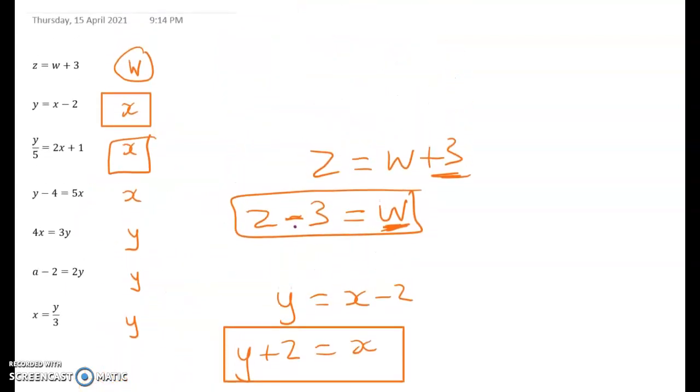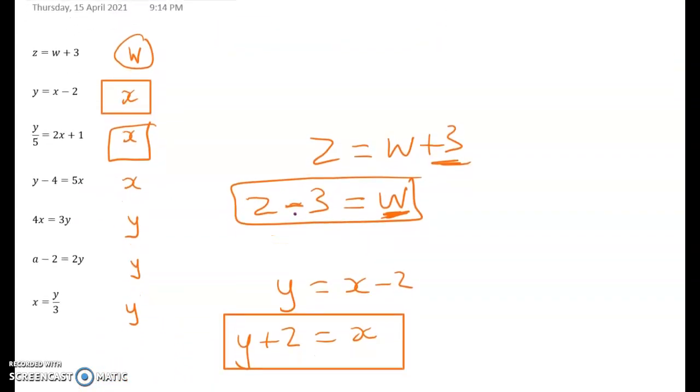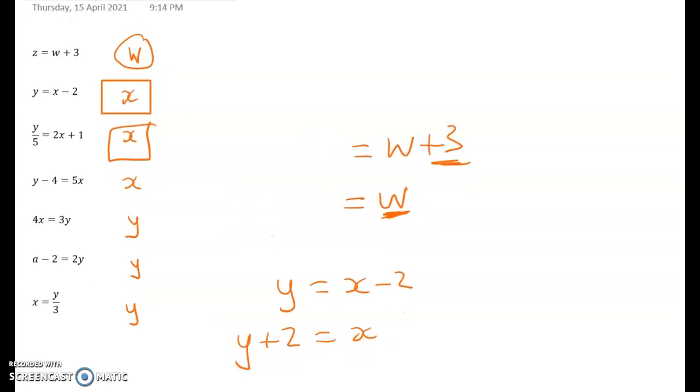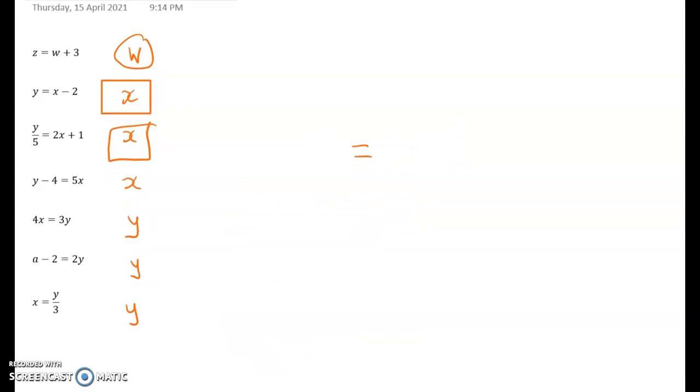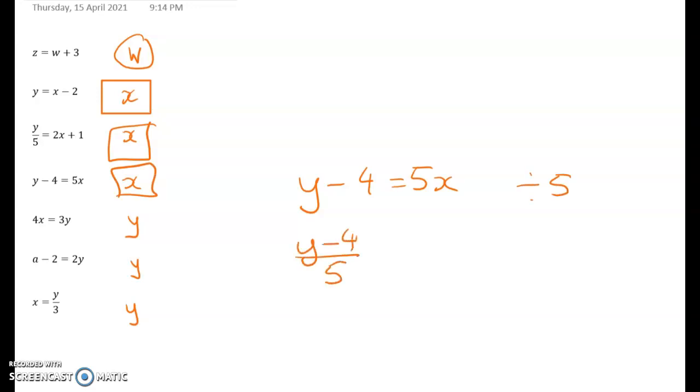Right, let's have a look at the next ones. Okay, then they go back to being pretty easy again. This is just getting us used to the undoing idea before we start doing any harder undoings. Right, what's next? Y take away 4 equals 5x. If I want to make X the subject, I just have to divide both sides by 5. We get Y minus 4 over 5 equals X. It's fine to leave it like that.